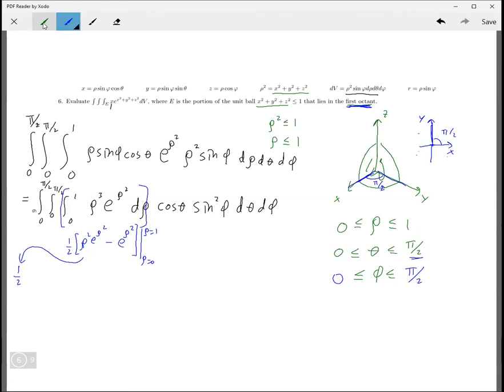Okay, so now the next one is if you have this cosine theta from 0 to pi over 2. The antiderivative of that is sine theta.